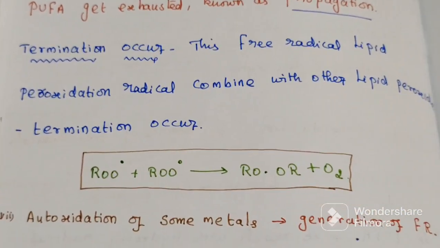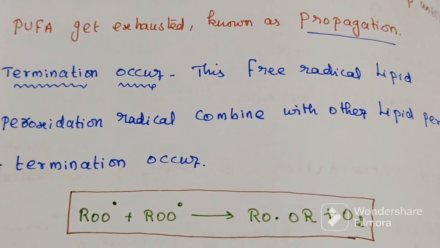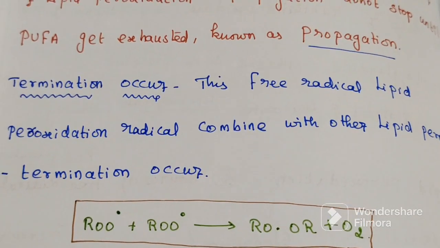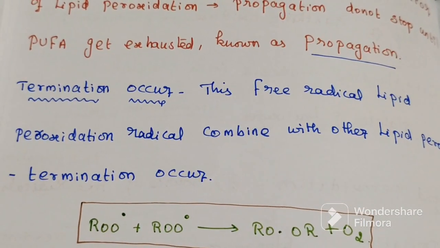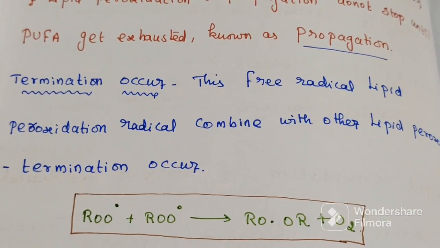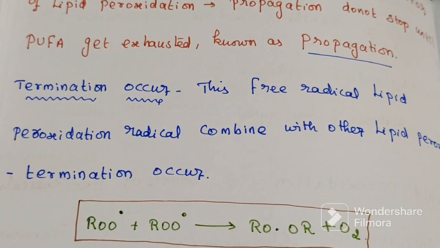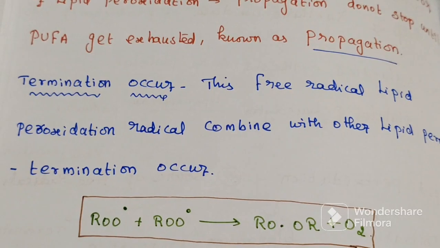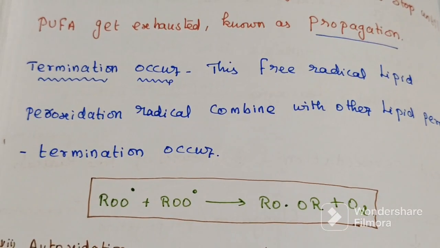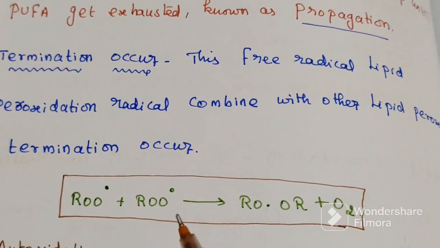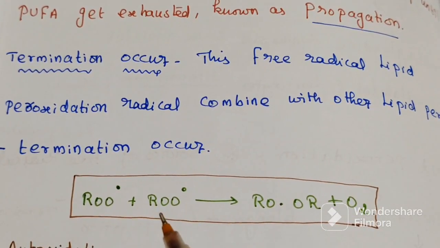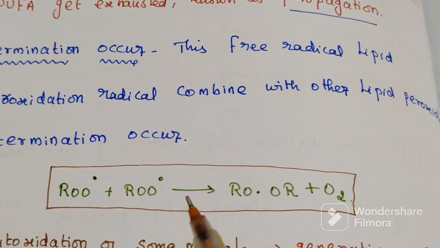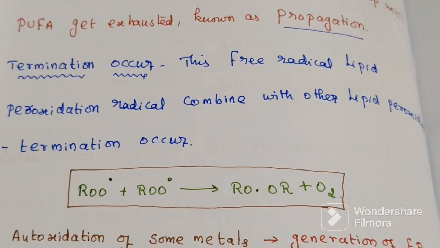Third one is termination. When a free radical, lipid peroxidation radical, combines with another radical, termination will occur.